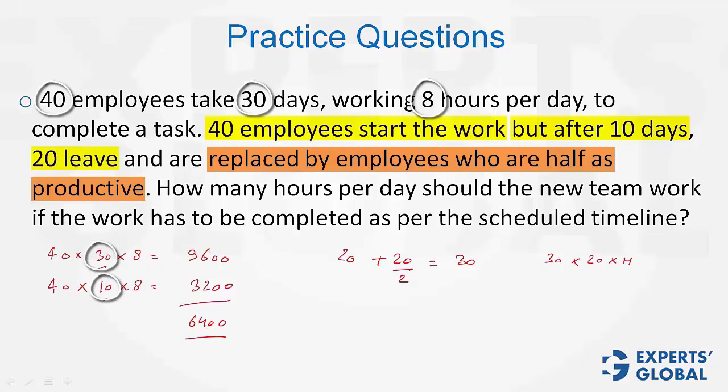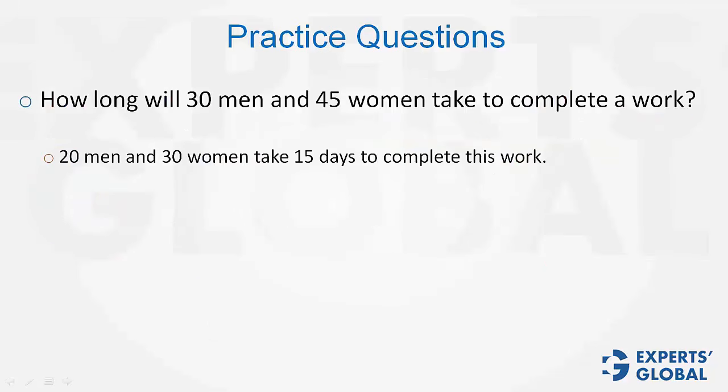So this product has to be equal to the amount of work remaining, which is 6,400. Therefore, H equals 64 divided by 6. That is 10.66, or 10 hours and 40 minutes per day. That's the answer. Look at the next one now.